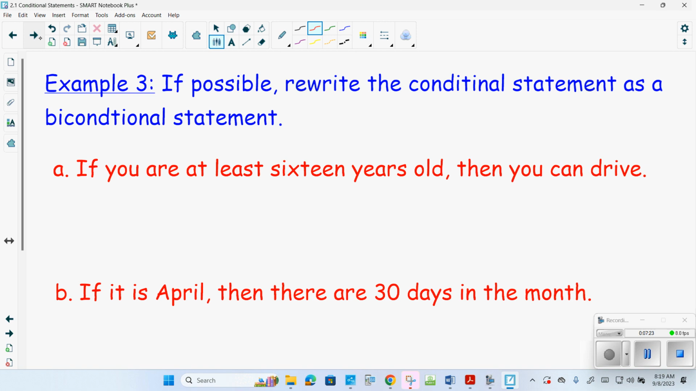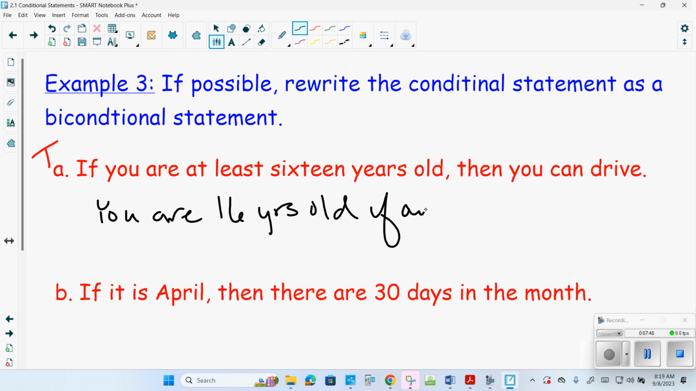If possible, rewrite the conditional statement. Now, it's got to be true both directions. So if you are at least 16 years old, then you can drive. Look at it the other way. If you can drive, then you are at least 16 years old. That is true. So I'm now going to write this as a biconditional statement. You are 16 years old if and only if you can drive.